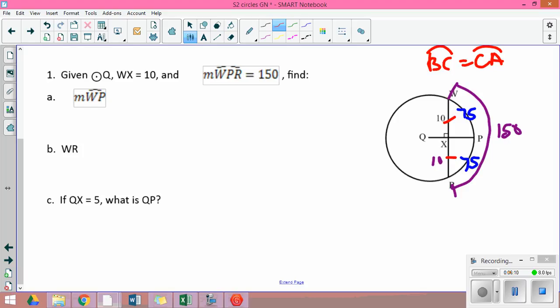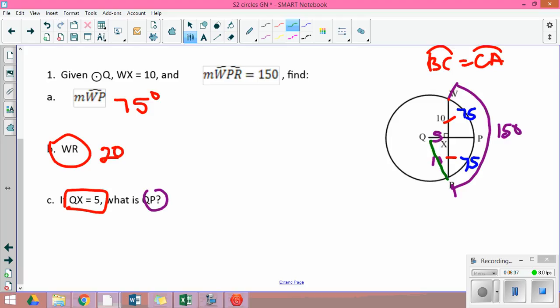working through some things. So WP we already have marked, that's 75. WR is the entire chord, 10 plus 10, so that is 20. Now, with one more piece of information, that QX is 5, what is QP? Well, QP is a radius, and so one thing you're always going to want to consider doing in these perpendicular bisector pictures is drawing in the radius, because when you do that, you make a right triangle.